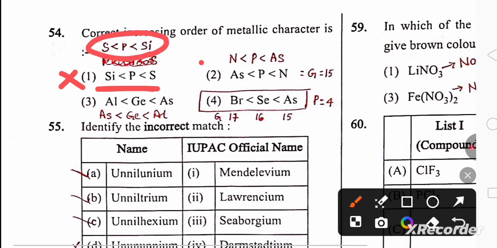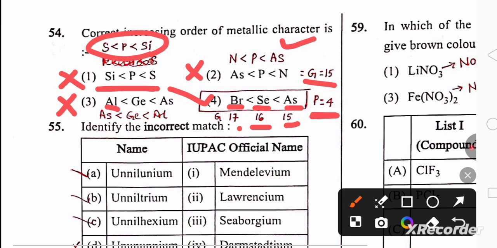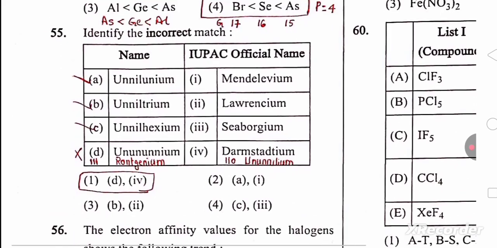Then the second option is also an incorrect order, because arsenic has more metallic character because its size is bigger, they belong to group 15. And option 3 also gives a wrong order, because among them aluminium has more metallic character. Whereas option 4, this is the right statement, because they all belong to period 4, and in period 4, first arsenic will come in group 15, then selenium in group 16, then bromine in group 17. So accordingly, bromine has less metallic character and arsenic has more metallic character. So option 4 is the right answer for this question. Let us move to the next question.